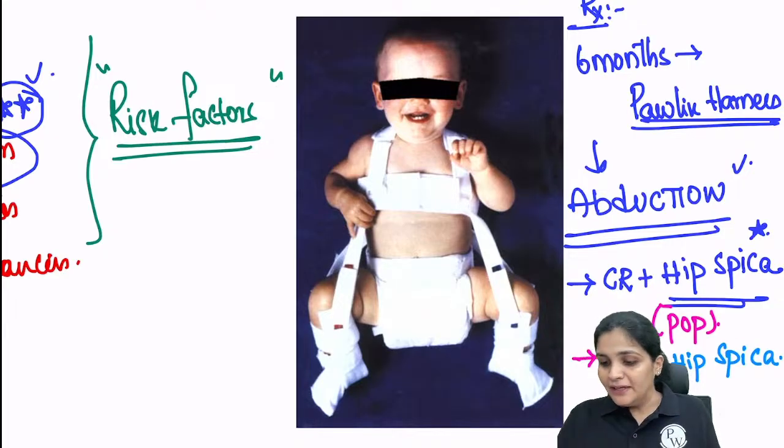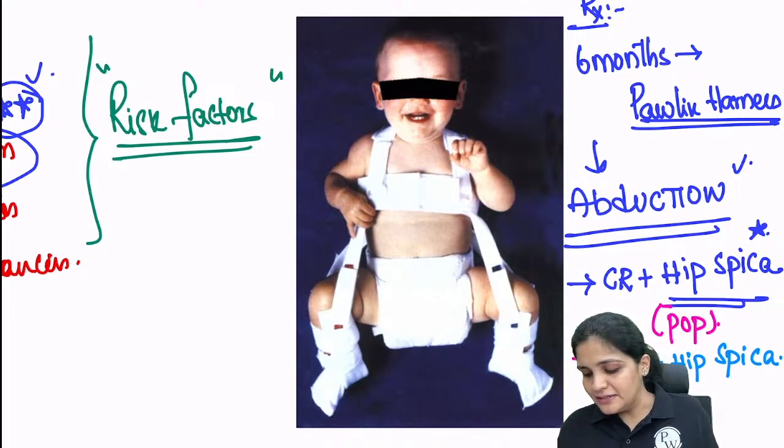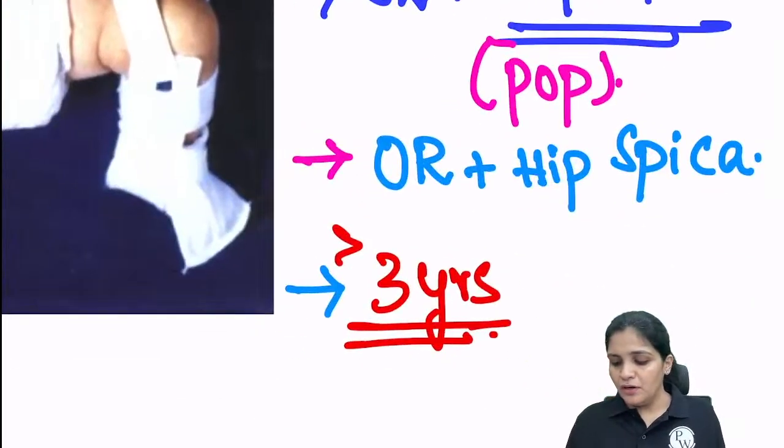And if the baby is more than 3 years, then you have to go for osteotomies.